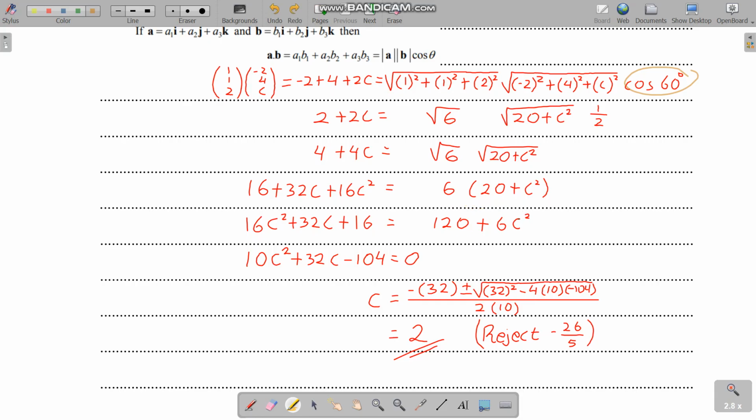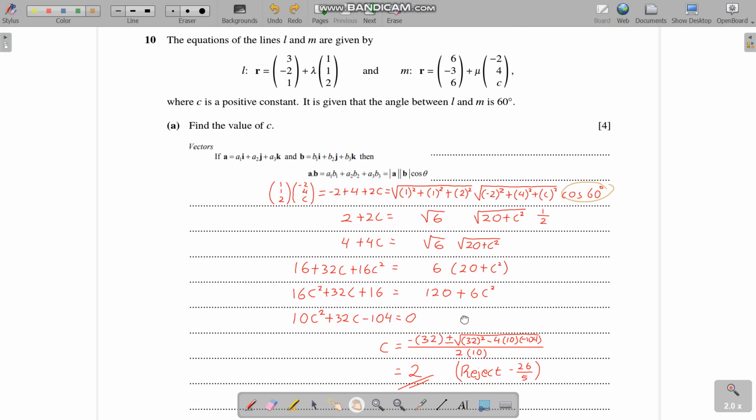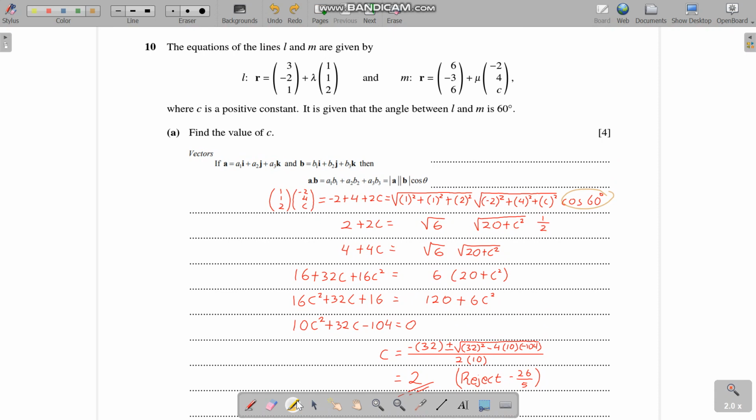to the left. So 16 minus 6 is 10, and 16 minus 120 is minus 104, and then use a calculator. You will get 2 or minus 26/5. The negative value is rejected because in the question it says the c is a positive constant.